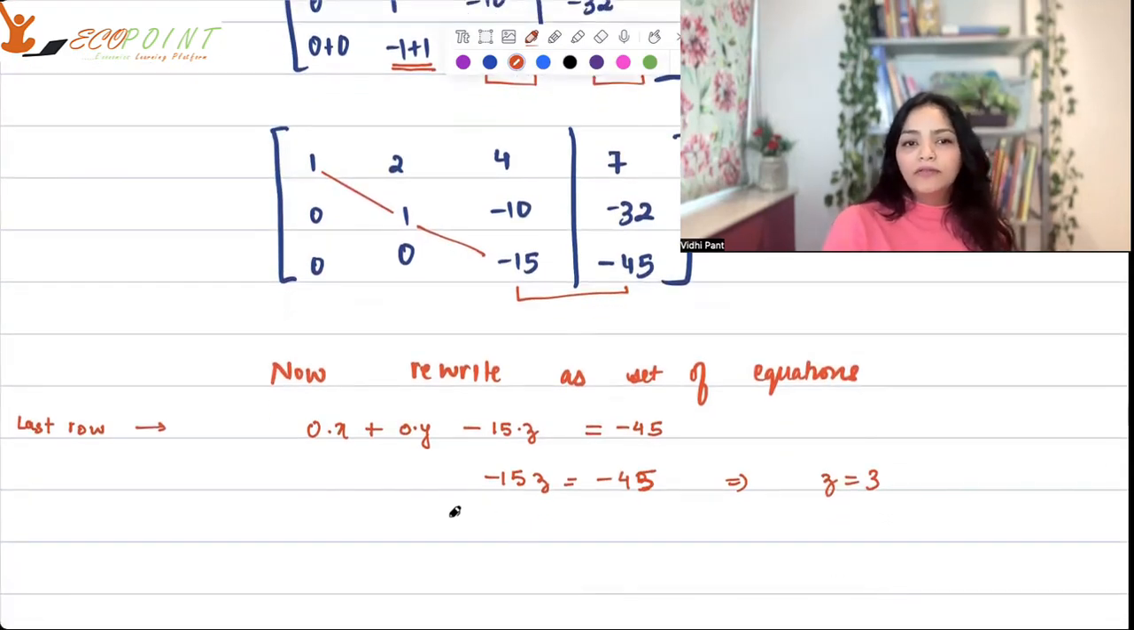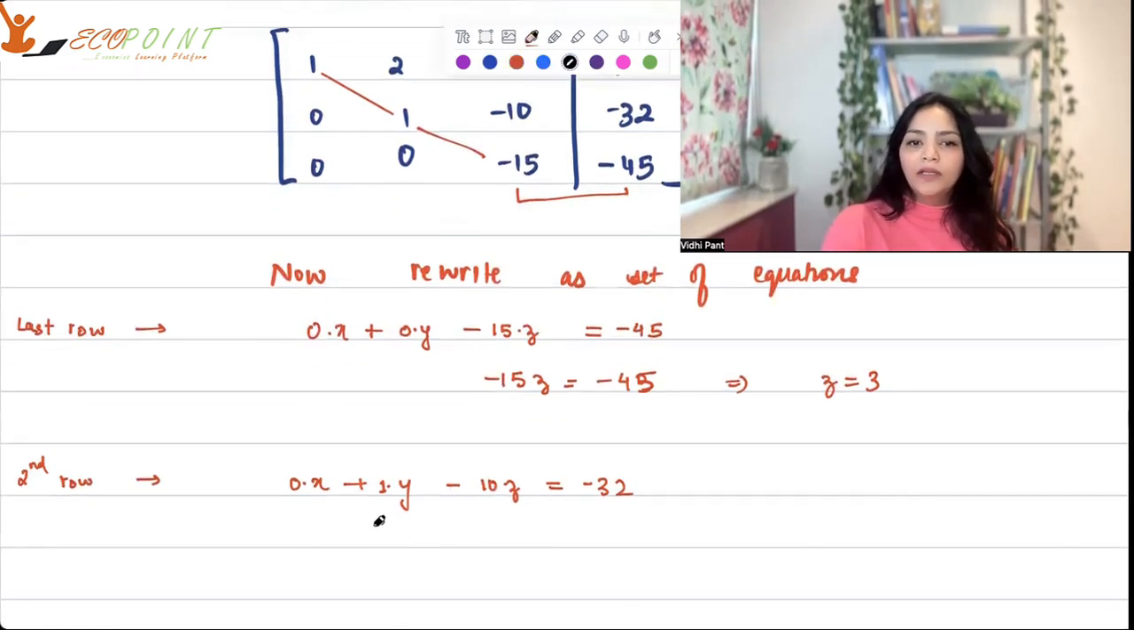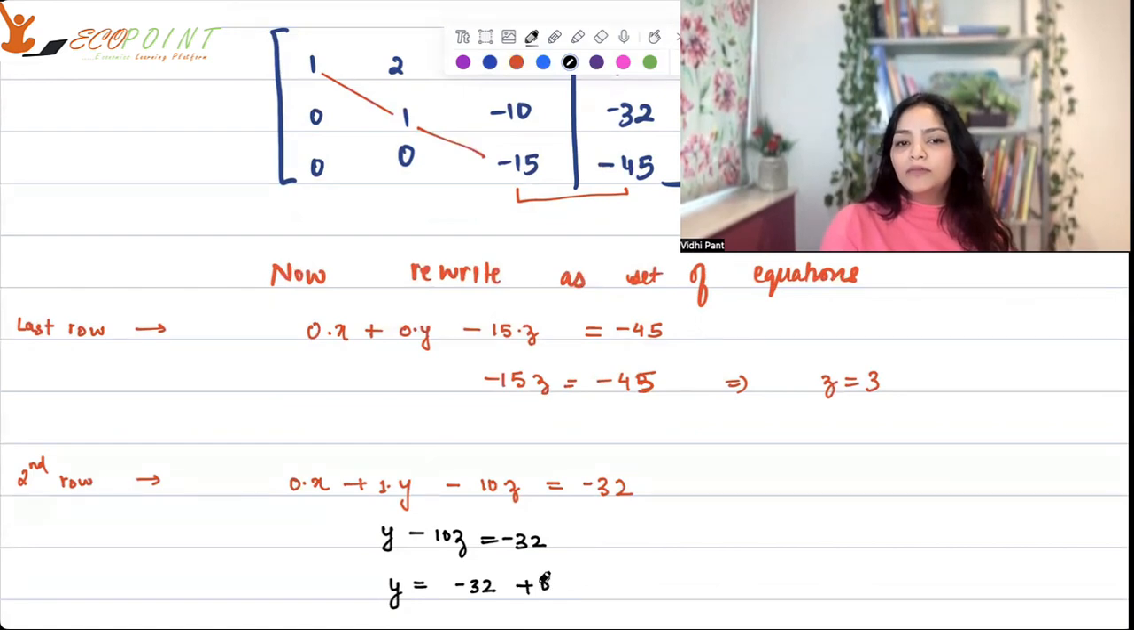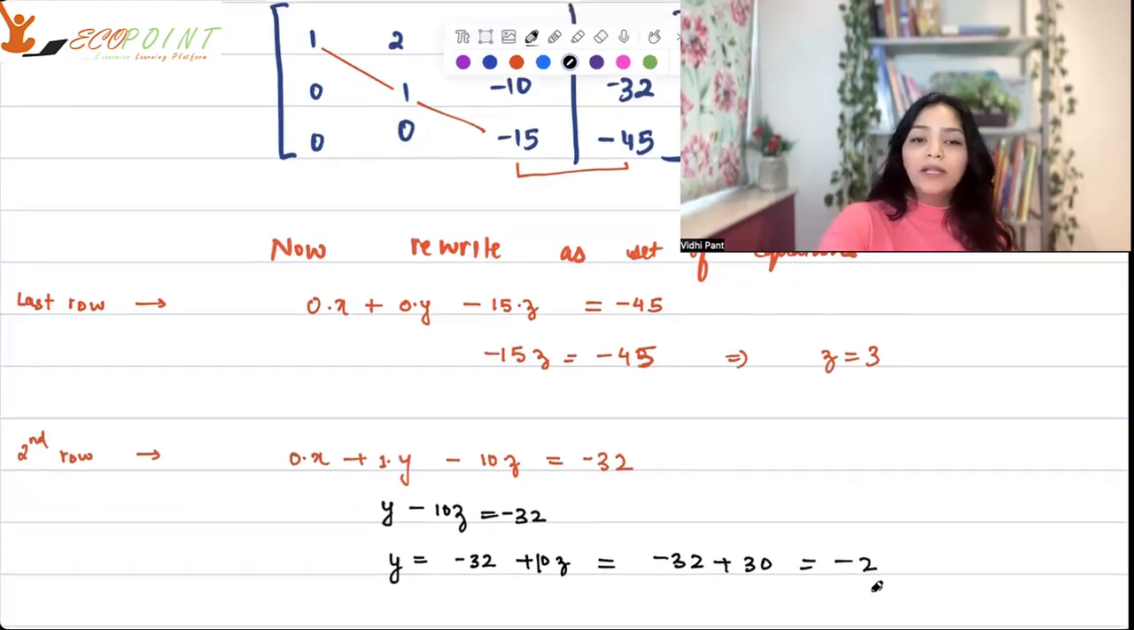And from the second row, what do I get? From the second row, it's 0 into x plus 1 into y minus 10 into z is equal to minus 32. And hence what I get is that y minus 10 times z is equal to minus 32. So y is equal to minus 32 plus 10 times z. The z value we already have, so this becomes minus 32 plus 30, and that gives me minus 2. This is what we got earlier as well.